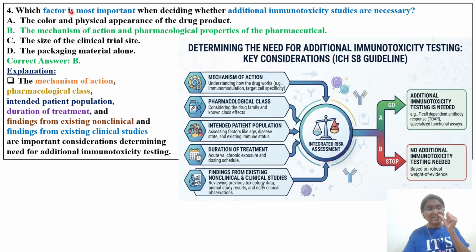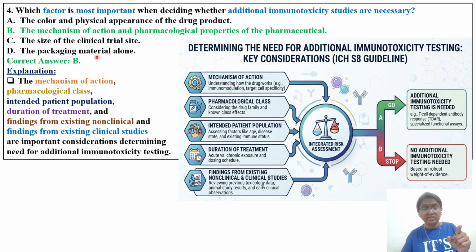So the right answer will be the mechanism of action and pharmacological properties of the pharmaceutical. Whatever the new investigational drug you are developing, you have to know the mechanism of action and understand the pharmacological properties. This is an important factor in identifying whether additional immunotoxicity studies are necessary or not. What are the other options? The color and physical appearance of the drug product, size of the clinical trial site, packaging material alone. These are all inapplicable for the decision making on additional immunotoxicity.